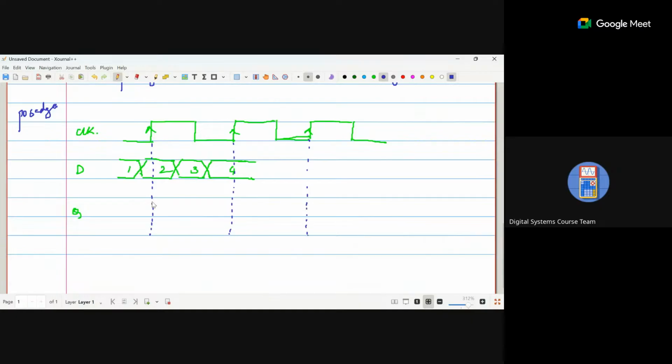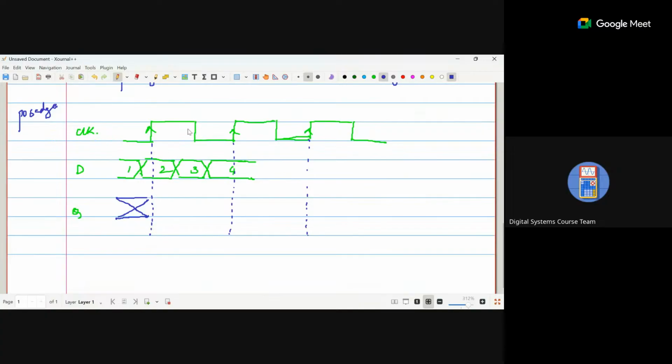Initially it will be a don't care, because initially we do not know what's happening in D. So initially it will be a don't care condition because it happens before the clock, right? So before the clock we don't know. Once the clock signal begins, that is when we will get our output. Our output here will be whatever the D is there.